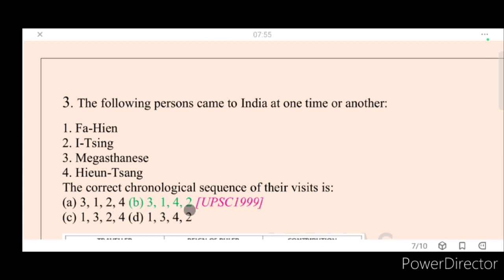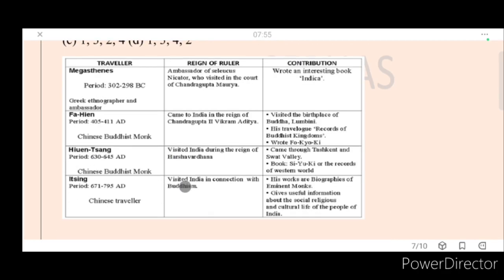Which one came first, 4 or 2? If you discuss about these 4 persons, he is the last person. Huan Sang came in the period of Harshavardhana. So B is the answer. Let's discuss with the explanation.